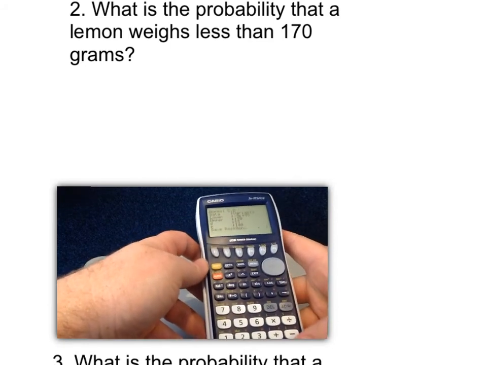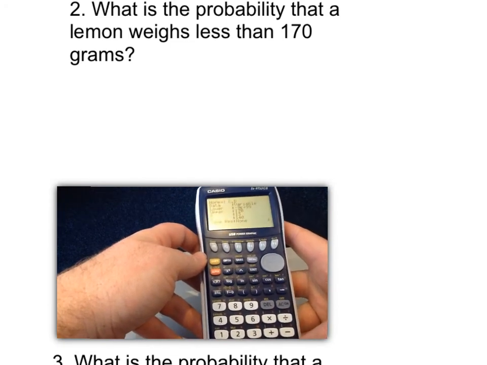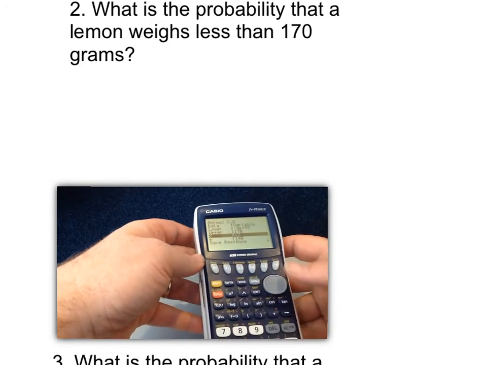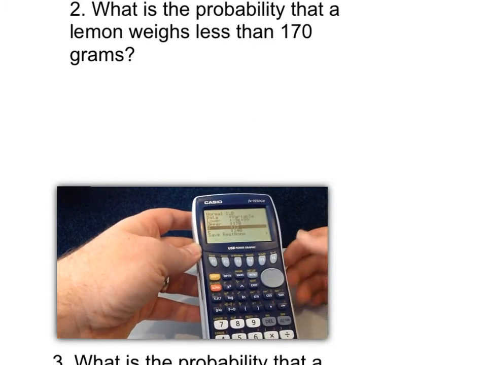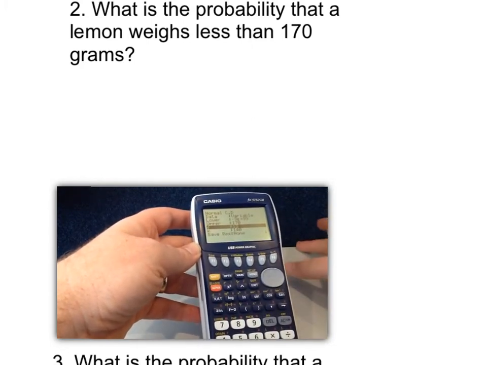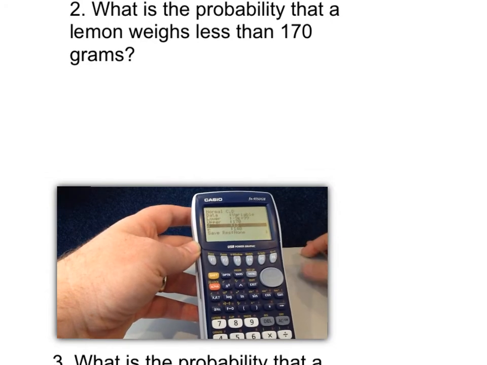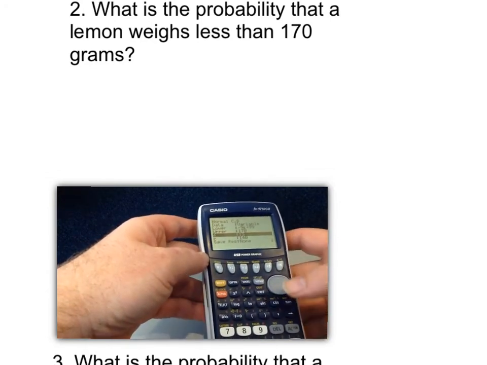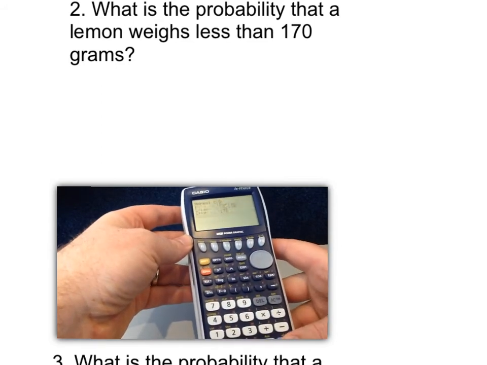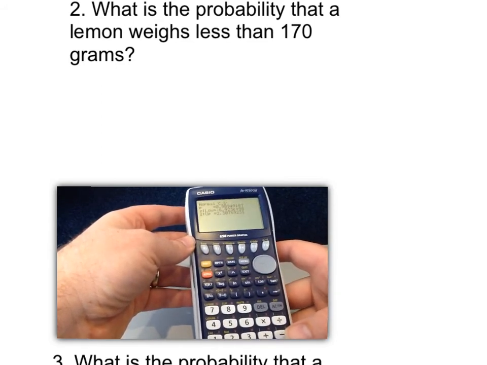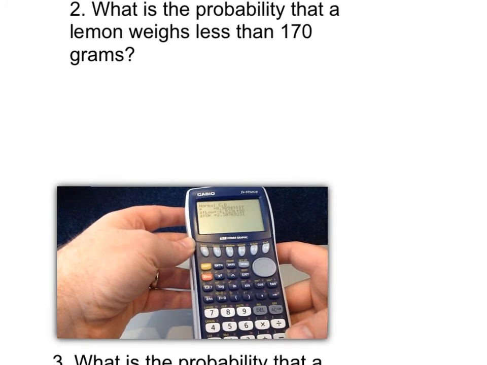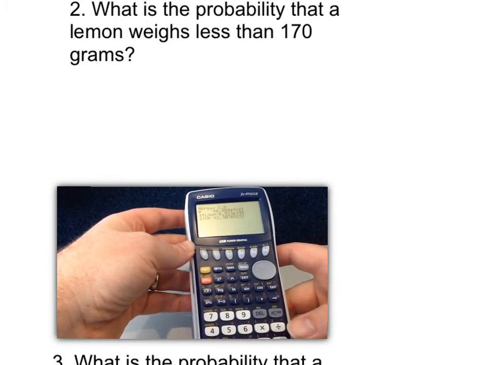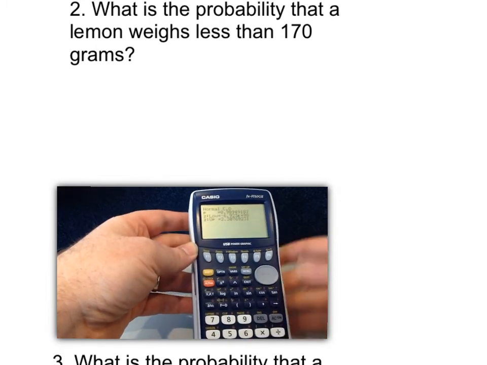Now some people put in 0 for the lower, but it's good not to do that. We want to put negative infinity, or as close to it as possible, even though it's impossible for a lemon to weigh less than 0. Normal distribution is a model, so sometimes there will be some answers that don't make total sense, but we need to include them. Once we've done that, we push execute, and we get a probability of 0.98949, so on. We will round this to 0.989 to 3 significant figures.